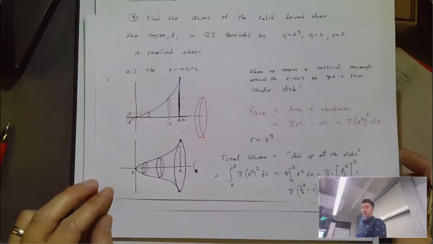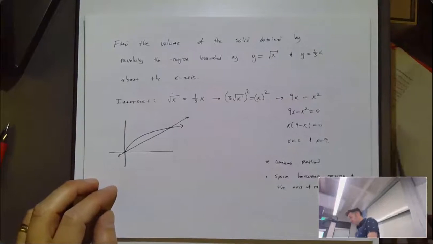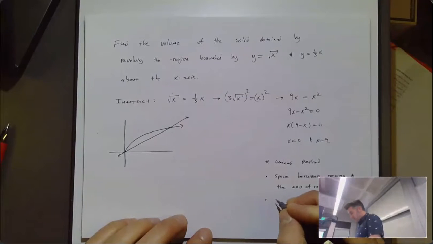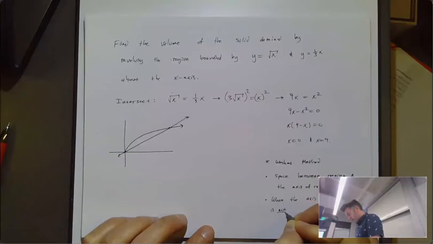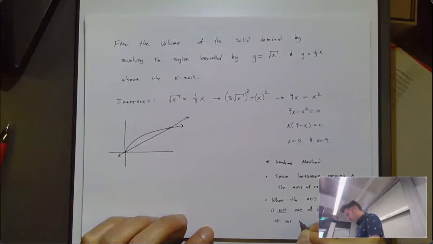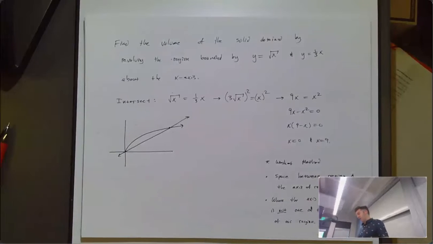Another way of saying this is that we use the washer method when the axis of rotation is not one of the boundaries of our region. That's the way I've come to think of it most conveniently, especially if I didn't want to draw it, right? If I didn't want to draw this thing, I could say, well, my axis of rotation is the x-axis. And what's the equation for the x-axis?